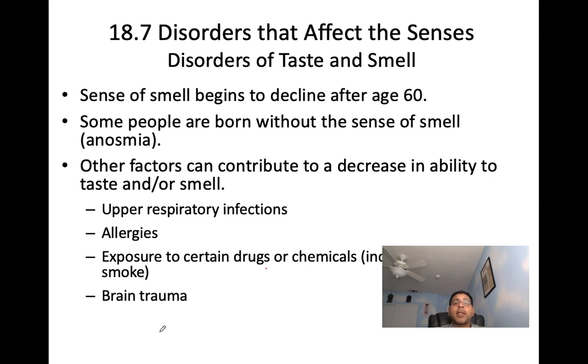Let's talk about disorders that affect the senses, and we'll look first at disorders of taste and smell. Now, the sense of smell is going to begin to decline at the age of 60. There are some people who are born without the sense of smell. When a person is unable to smell, we refer to that as anosmia. There are other factors that can contribute to a decrease in the ability to taste and or smell. These include upper respiratory infections, allergies, exposure to certain drugs or chemicals, including tobacco smoke, and brain trauma.